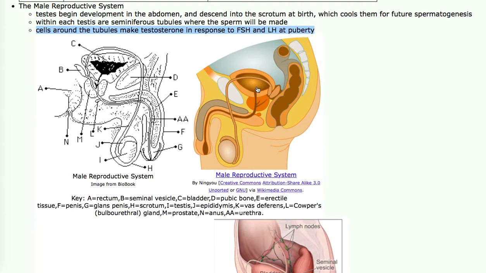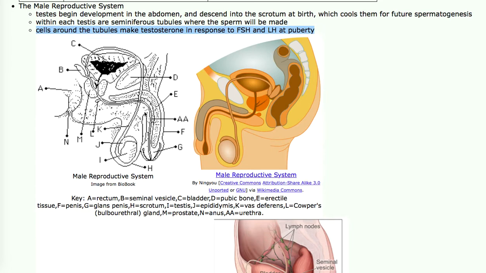The urethra drains urine from the bladder during urination, but then also carries the sperm out during ejaculation. This is the urethra coming out here. This is the glans penis, ejaculation reflex origin, and this gray tube, that's the erectile tissue, corpus cavernosum technically, that makes the penis erect by engorging with blood.